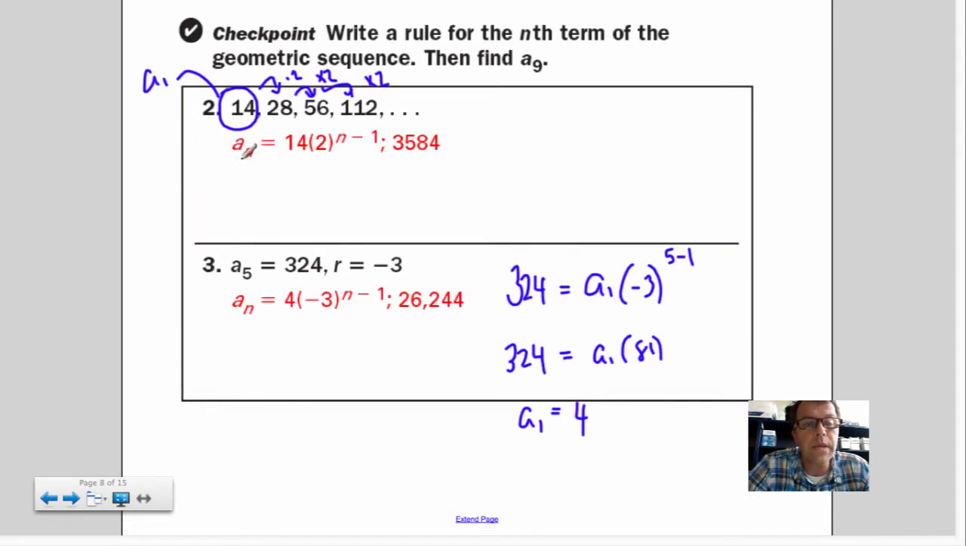And there are the answers. So the ratio was 2. I almost gave it away. Here's your first term, and you just write it into the formula. Then they ask for the 9th term. You just plug 9 in for n, and you'd need a calculator.